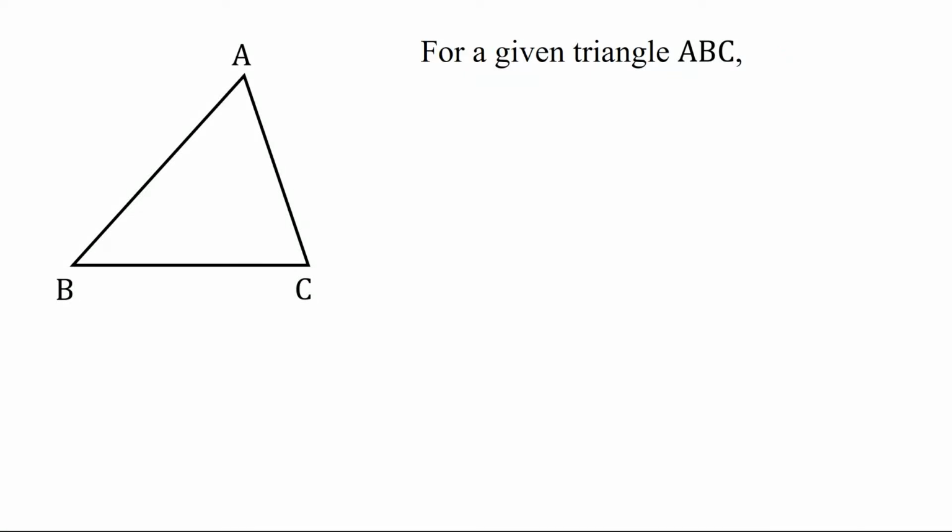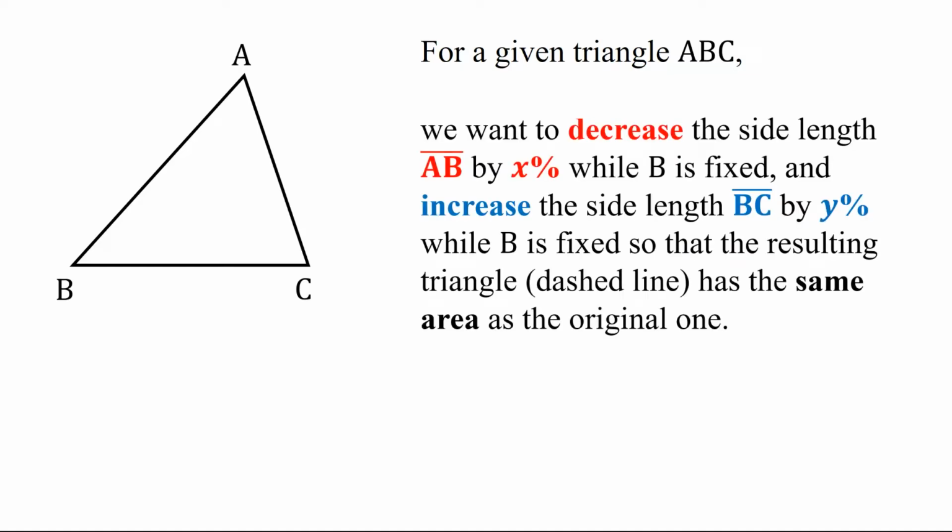For a given triangle ABC, we want to decrease the side length AB by X% while B is fixed, and increase the side length BC by Y% while B is fixed, so that the resulting triangle, drawn here in dashed line, has the same area as the original one. Express Y in terms of X.